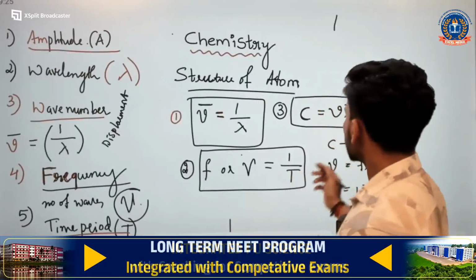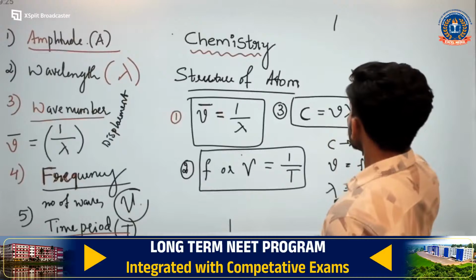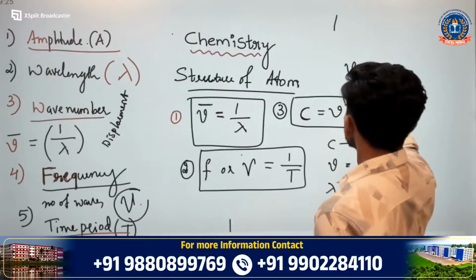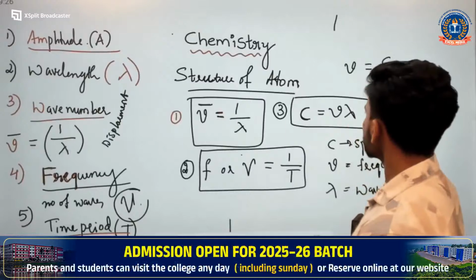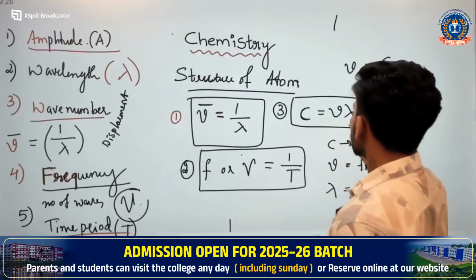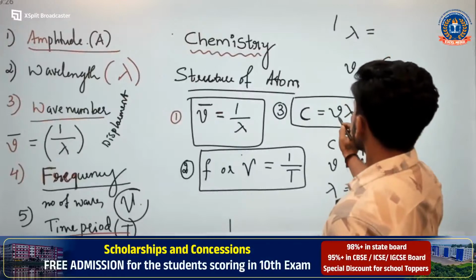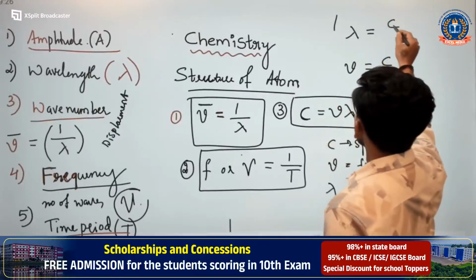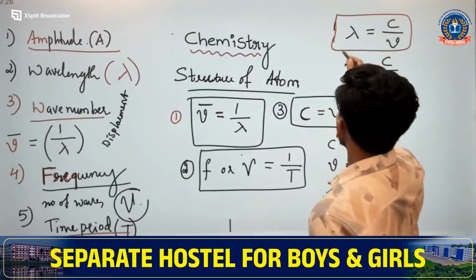Right? Look, using this you can write again. How can you write? What is nu equal to? C by lambda. Correct? Nu is equal to C by lambda. Lambda is equal to what? Keeping lambda on one side and bringing nu to this side, what is that? C by nu. So these are the different formulas. Correct?